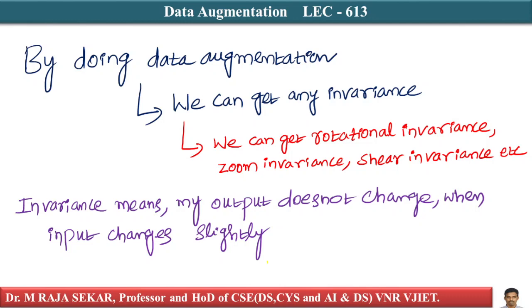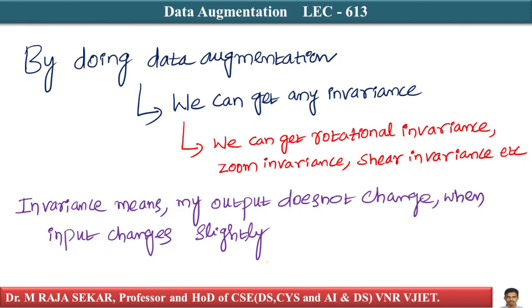I can also get noise invariance. Invariance basically means the input to output mapping does not change if the input changes slightly. That's what invariance means.